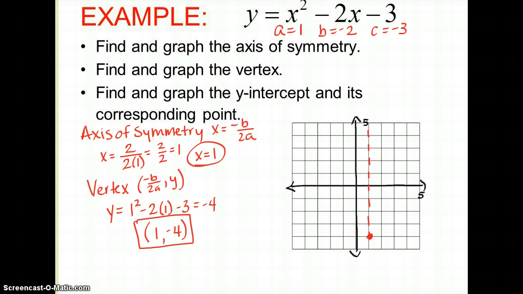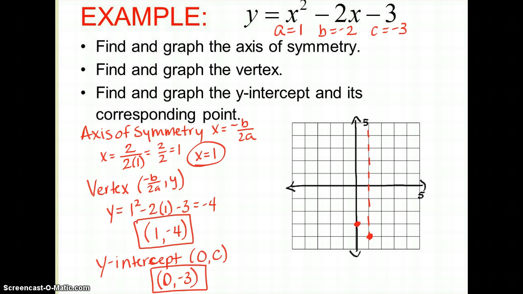Now, the last thing it says here is to find the y-intercept. Okay, so the y-intercept is located at (0, c). Now, in my case, c is a -3, so that makes my y-intercept (0, -3). So if I put that on the graph, (0, -3) goes here.